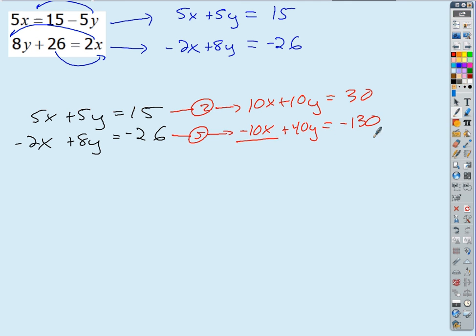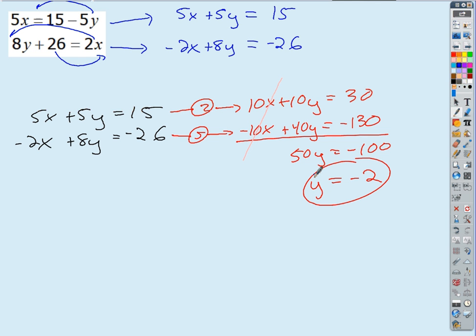Okay, so if I add these up vertically, then what do I get? You eliminate the x's, good. I get 50y equals negative 100, so y equals negative 2. Very good. We'll plug into either one of the original equations.